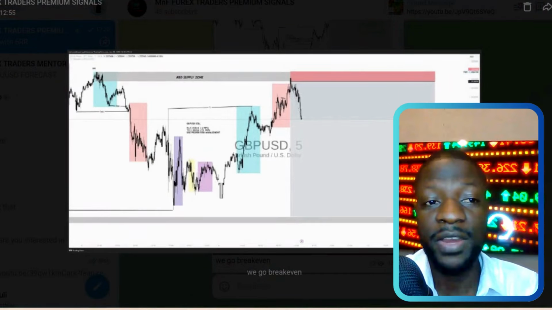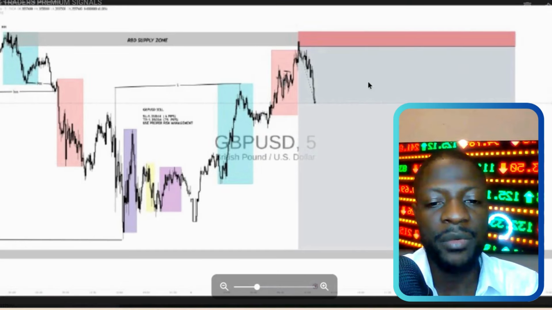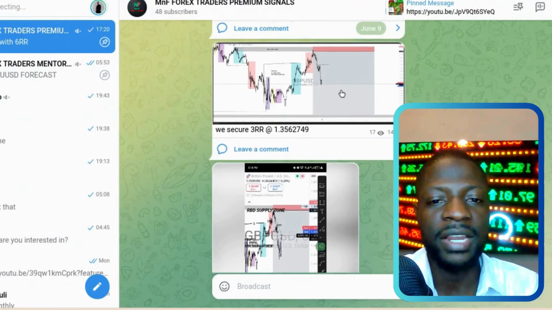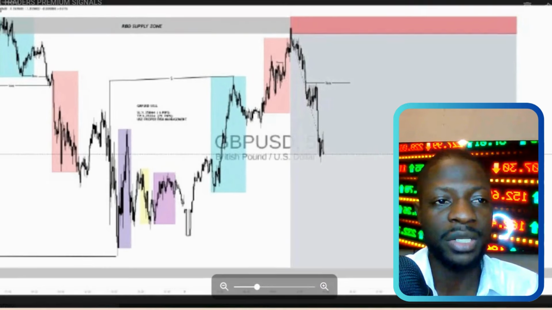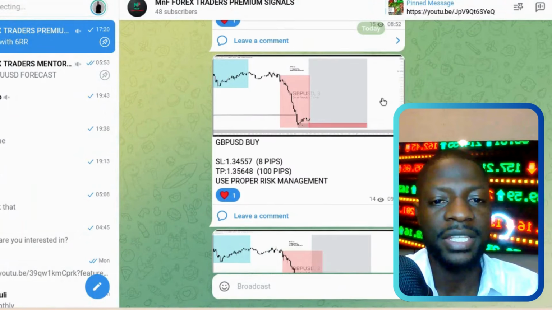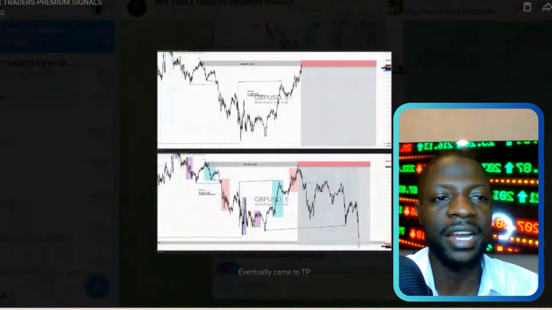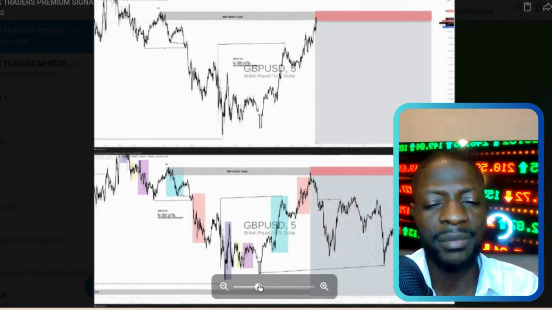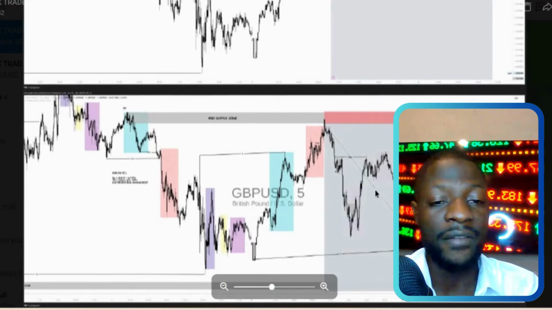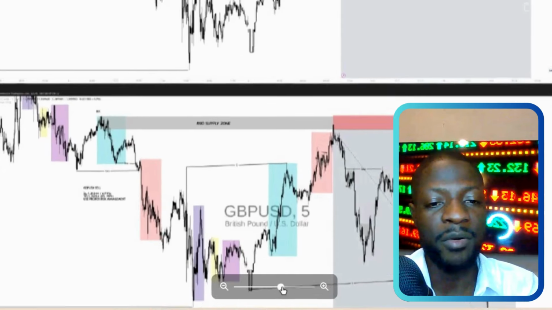The market started to move in our direction beautifully, and we moved our stop loss to break even. And then at this particular point, the market beautifully reacted and continued to move in our direction. And then you can see that the market eventually ended up coming to our take profit all the way, even though it took almost more than 24 hours.